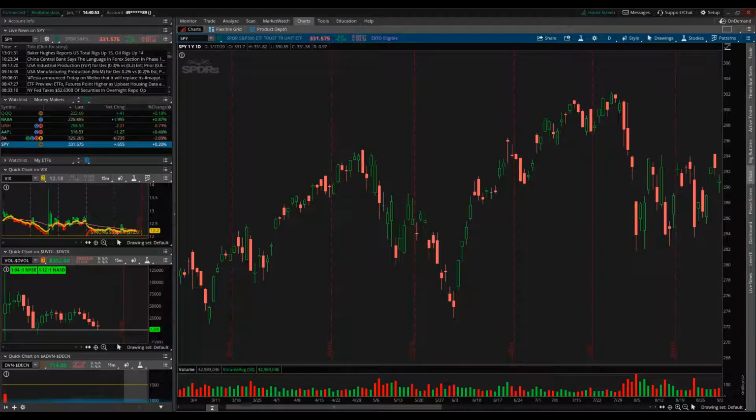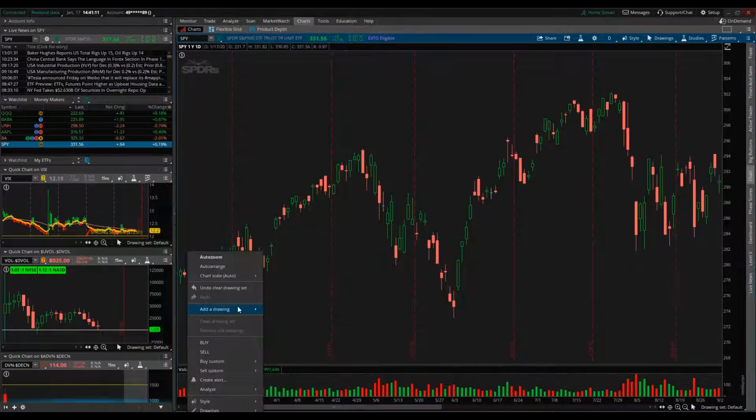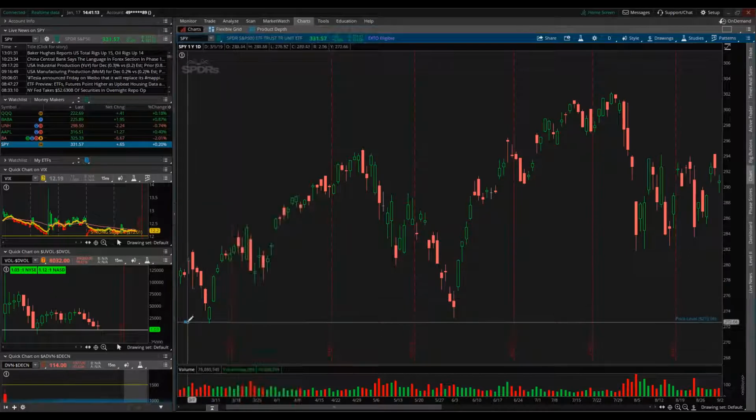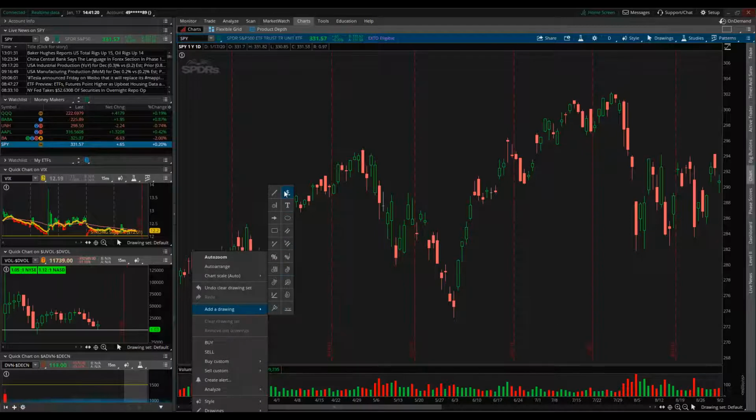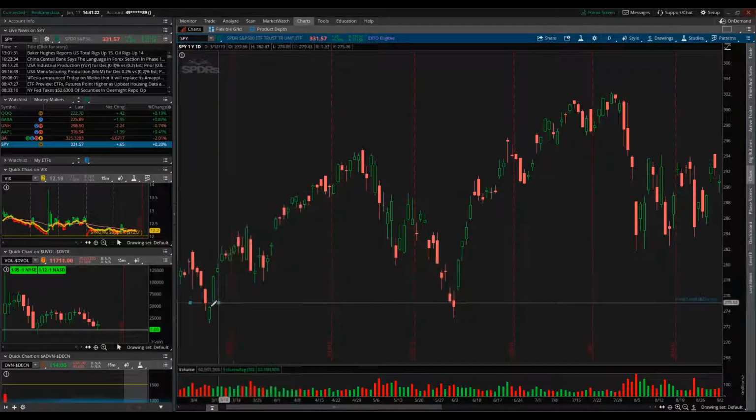So support is just an area on a chart where buyers come in, which causes price to rise. So if we're looking at this chart right here, you guys can kind of see that there's an area down here where buyers come in that causes price to rise, right? So what we're going to do is we're just going to add a price level. So I right clicked on the chart, I added drawing, and I come up here to price level.